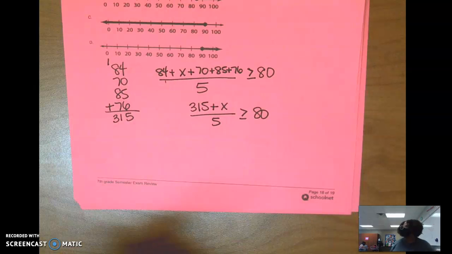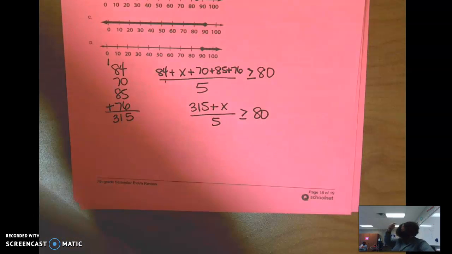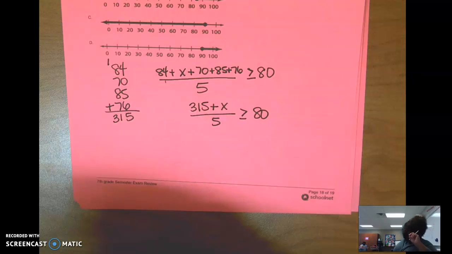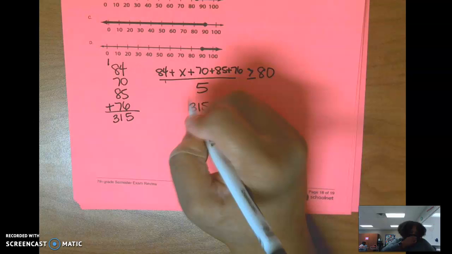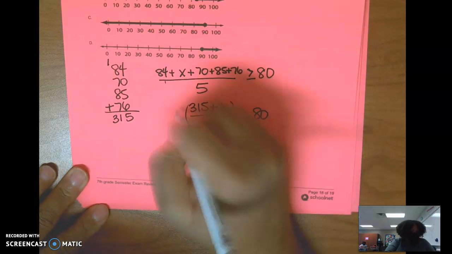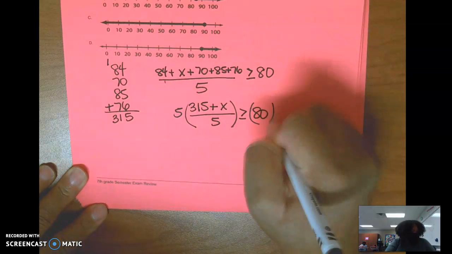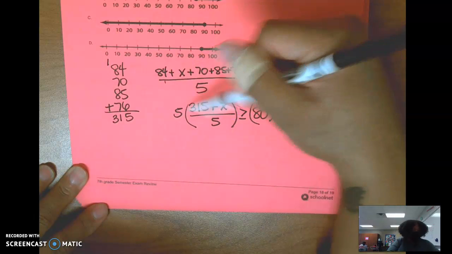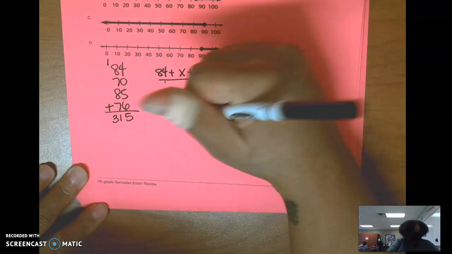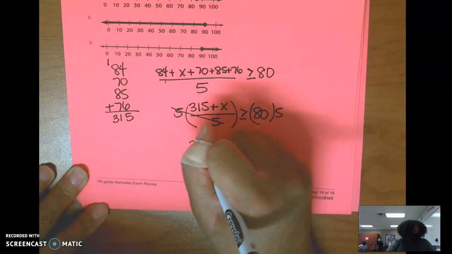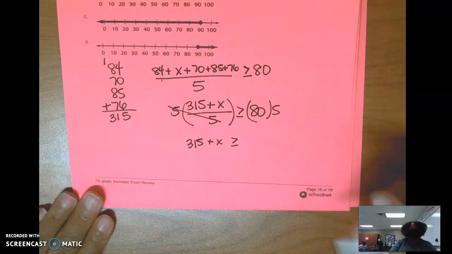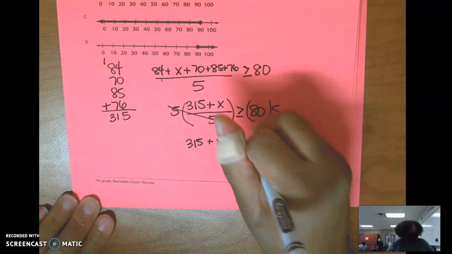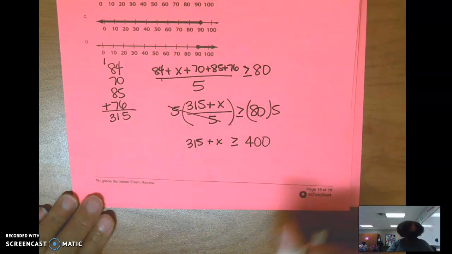Now I got to get rid of this division by 5. How do I bring divided by 5 to the other side? Multiply by 5. So I'm going to multiply by 5 on both sides. What happens to these 5s over here? Bye. 315 plus x is greater than or equal to, what's 5 times 80? 400.